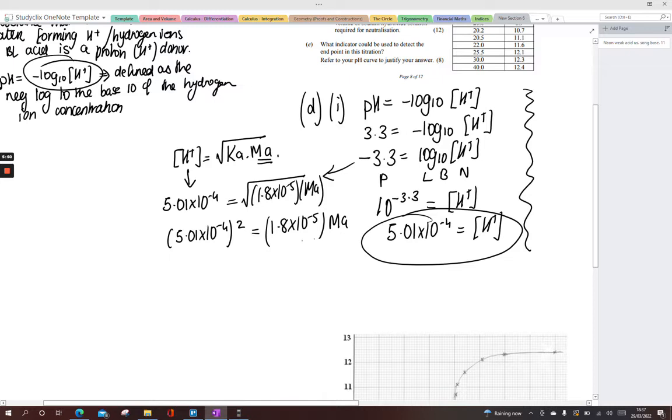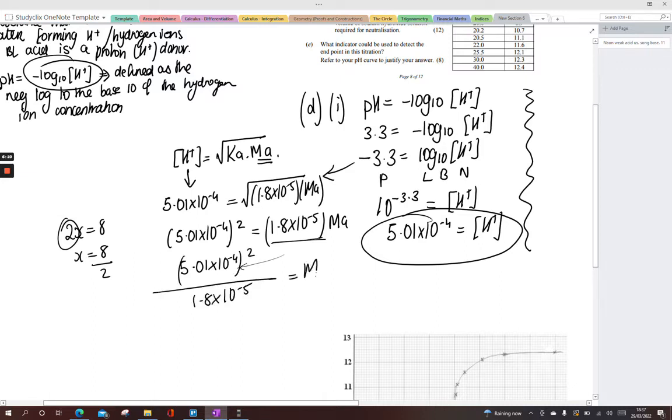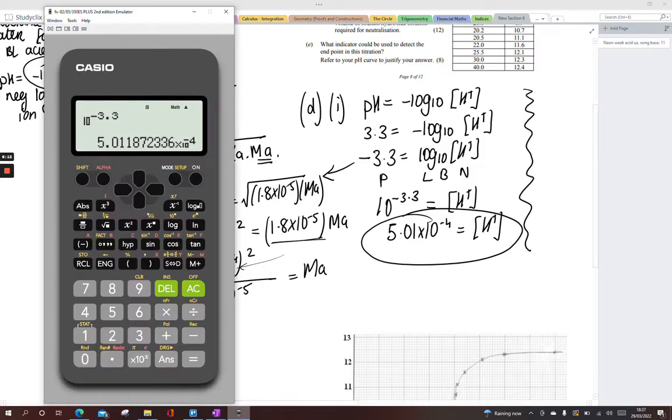And then to work out Ma, just simply bring this in below. We're dividing by it. It's the exact same as if I had 2x equal to 8. To work out x, 8 over 2. My 2 in this case is just that monstrosity of a number. And that's my molarity, the initial concentration in moles per litre.